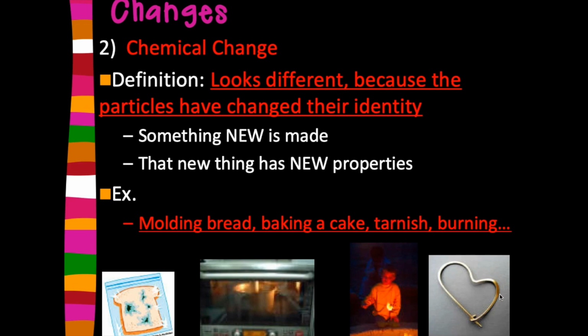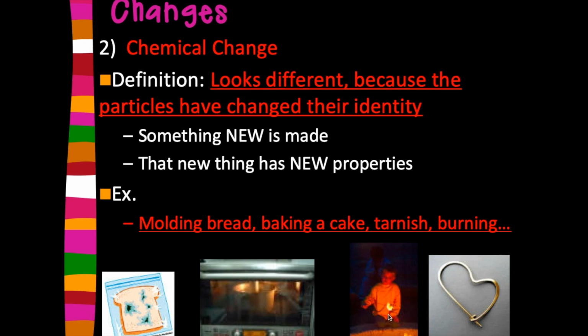Tarnishing is what happens to silver. Maybe you have some fancy silver jewelry or silverware or a silver tea set from your grandma or something. And it starts to get that discoloration, kind of a greenish brown. That is the silver reacting with oxygen in the air, and it causes this thing called tarnish, which is like rusting, kind of what iron does.